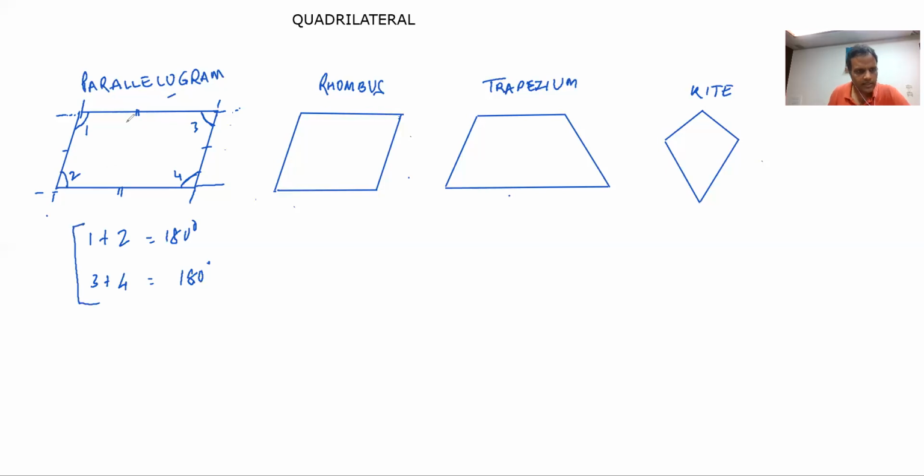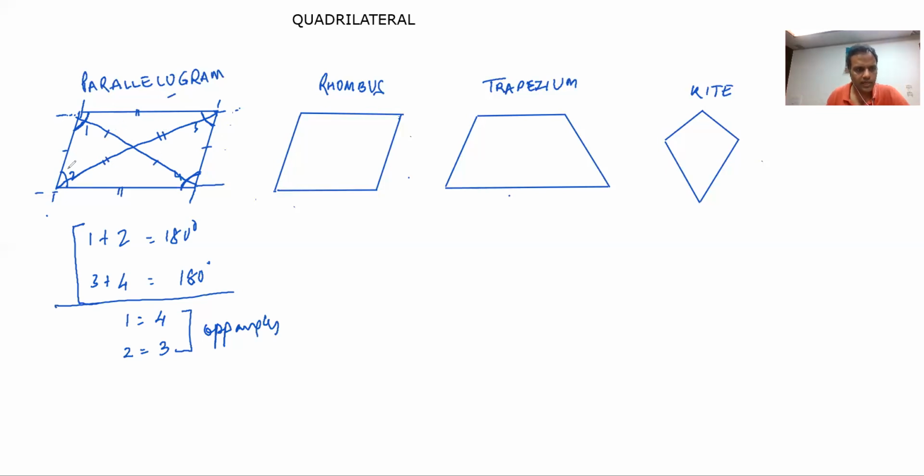Second thing, in the parallelogram, the opposite angles are also equal, which means 1 is equal to 4 and 2 is equal to 3. Opposite angles are equal. Third is that if you draw the diagonals, just look at the shape. These diagonals bisect each other, which means this is equal to this and this is equal to this.